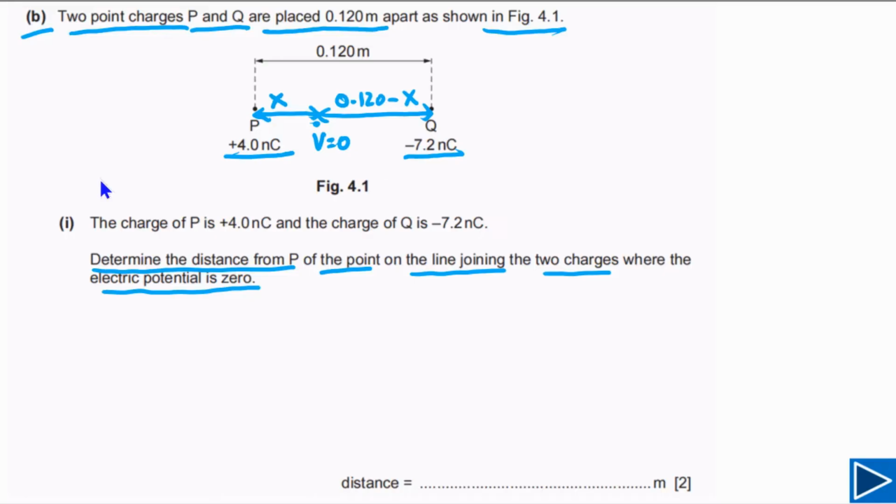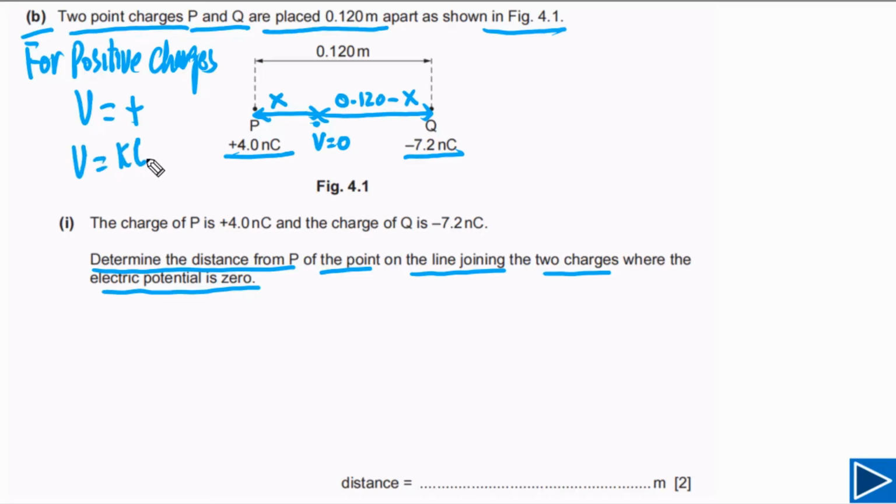First of all, let's try to understand a little bit about potential. For positive charges, the potential is positive. Why is potential positive? Because V is equal to KQ over R. If Q is positive, it means V is also positive. Very important point. You need to enter the sign.